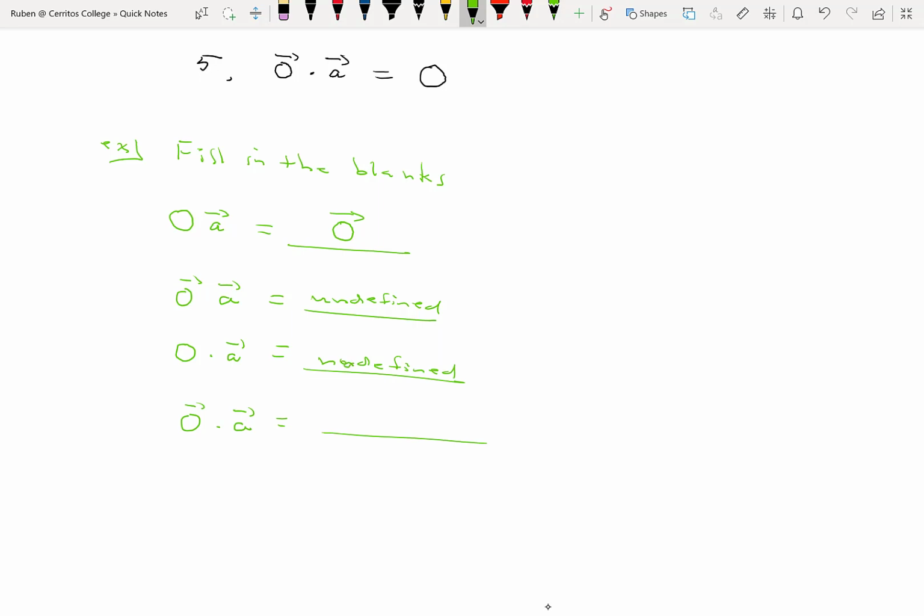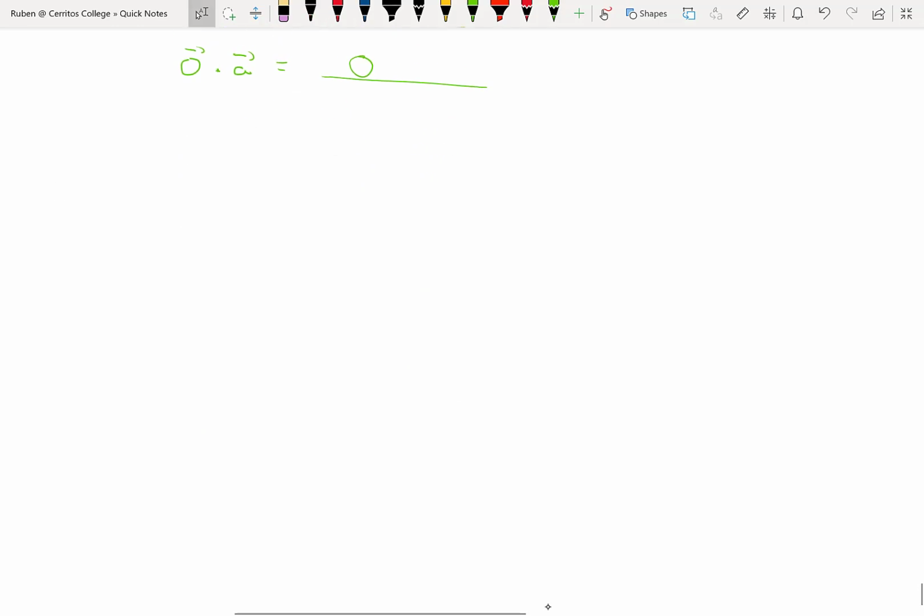So undefined. How about the dot product of the vector 0 with the vector A? Well, that's the zero scalar. We just looked at it. This is a very, very good exercise for you. Okay. Next. We're going to look at an alternate formula for A dot B.